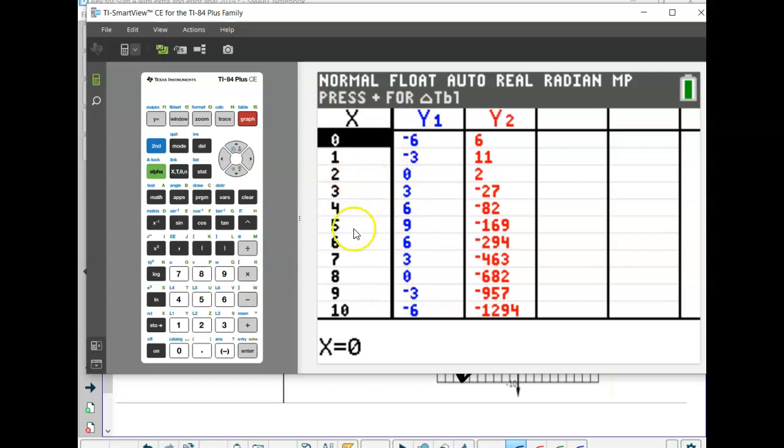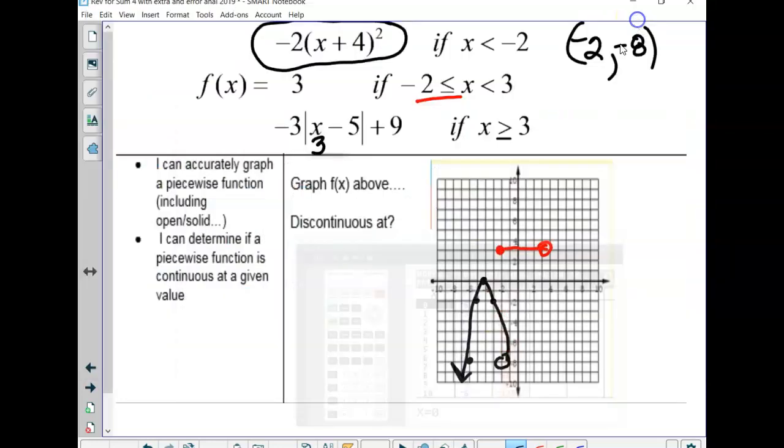So at 4, it's at 6. At 5, it's at 9. At 6, it's back at 6. At 3, it's at 3, and it's supposed to include that. So at 3, 3, we fill this dot in. And then it goes to what, guys? I didn't count that right. 1, 2, 3. Should be there.